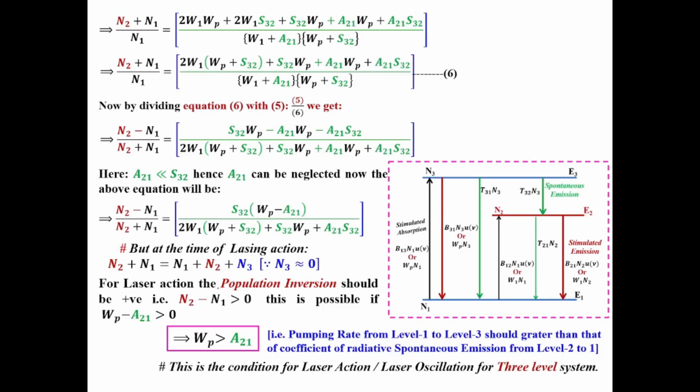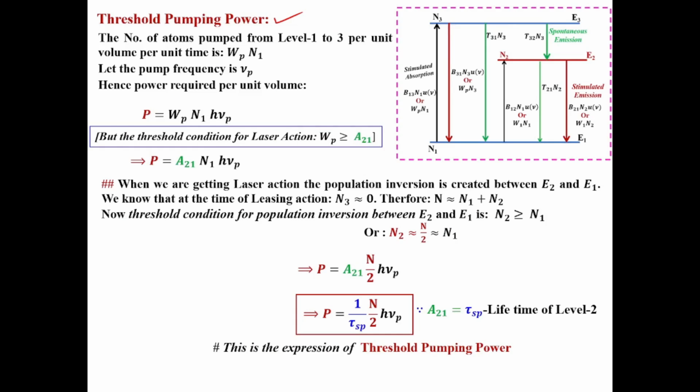If in your exam a question asks you to find the condition of laser action for a 3-level laser system, up to this much you have to write. You can omit the derivation in your exam, but up to this much. Then this is an extra part, maybe it will be helpful for your numericals.